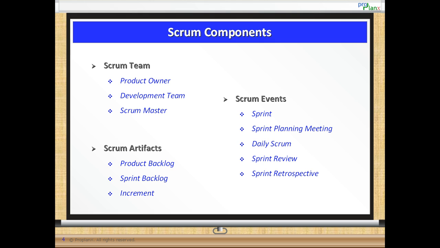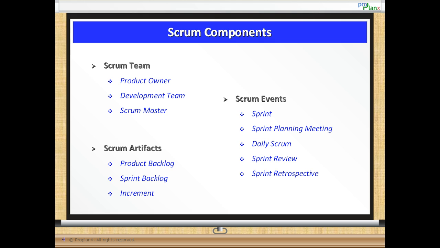Next, we discuss Scrum events. These include the following: sprint, which represents a time box within which an increment of work is done; sprint planning meeting, where the what and how of the sprint is planned; daily Scrum, which helps the teams to inspect and adapt; sprint review, where the product is demonstrated for feedback; and lastly, the sprint retrospective, where lessons learned are documented.